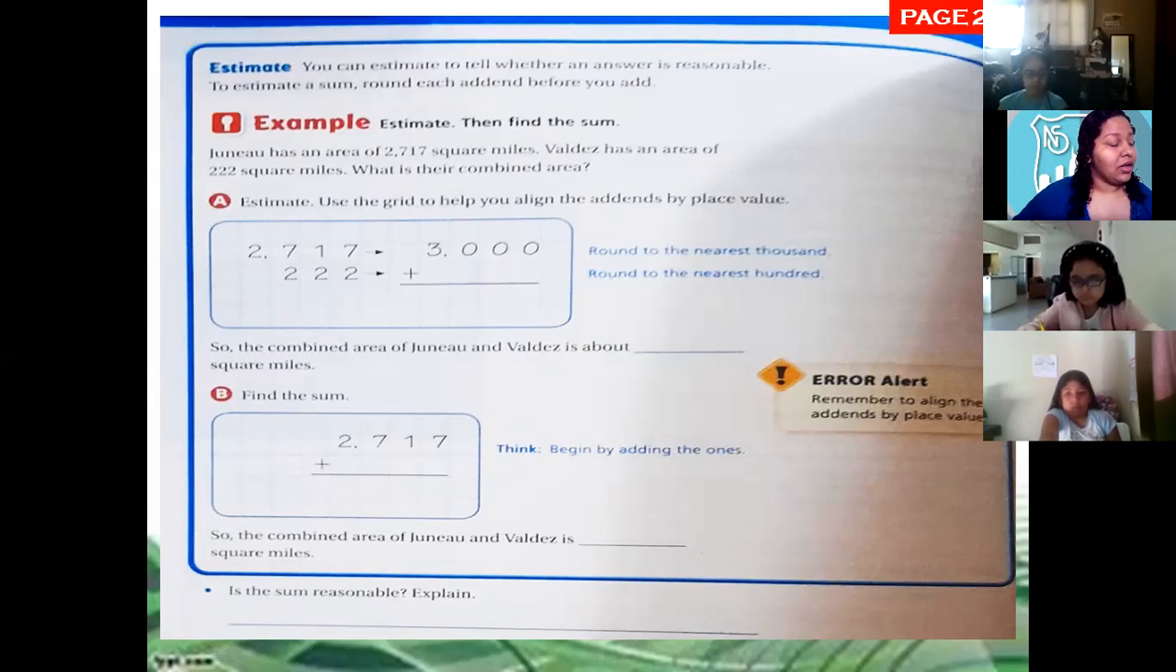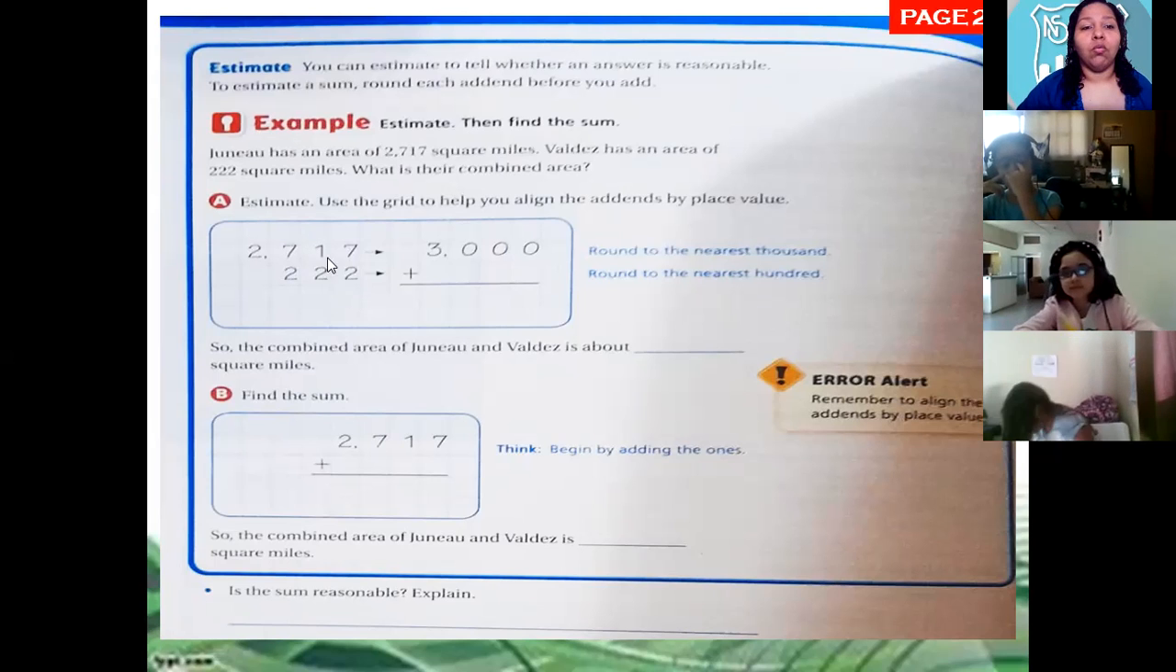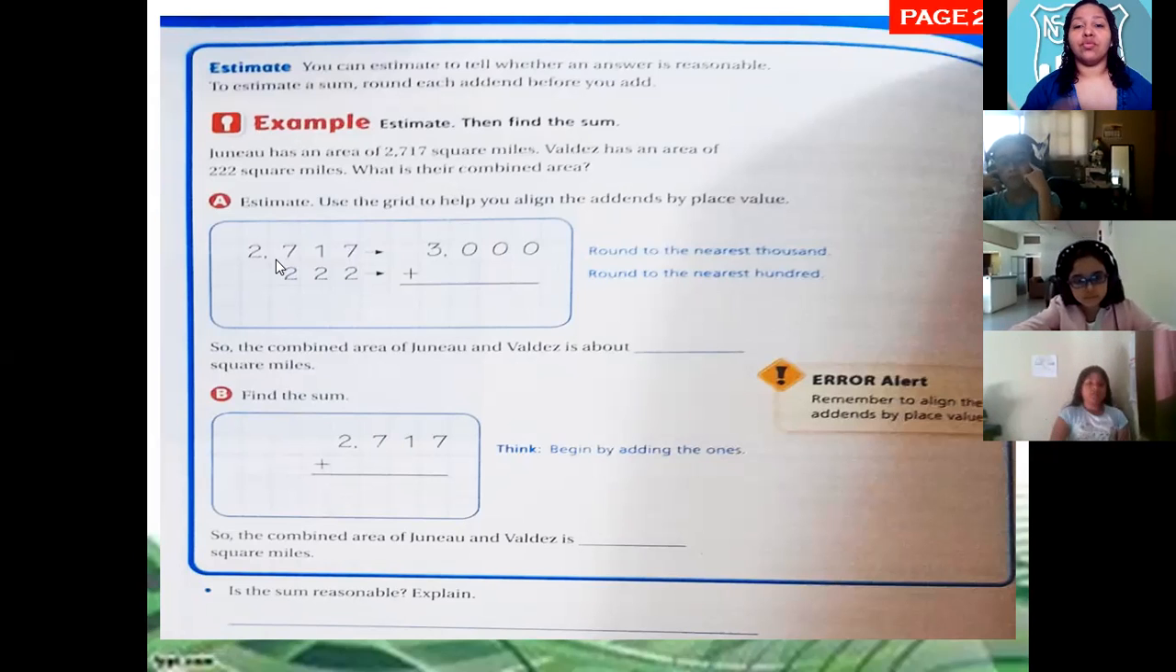Juneau has an area of 2,717 square miles. Microphones. I am hearing something from your house, Diego, please. Valdez has an area of 222 square miles. What is their combined area? Over there, if you see, we have the addends in here that we need to line up. Over there, we are going to round. Round means to go to the nearest. Okay, I'm going to explain this to you.